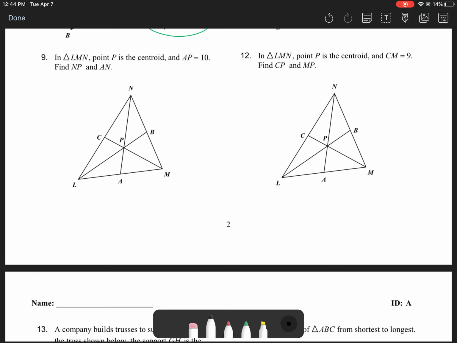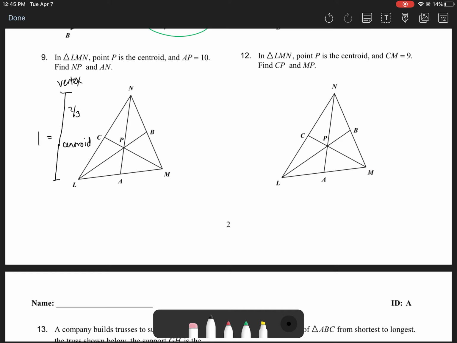For number 9, this time I'm working with the centroid. And the centroid is where we have that 2/3, 1/3 rule. So the centroid tells me I have a whole length from N to A. That is, the entire thing is a length of 1. But my centroid is going to be located 2/3 from the vertex of that length.